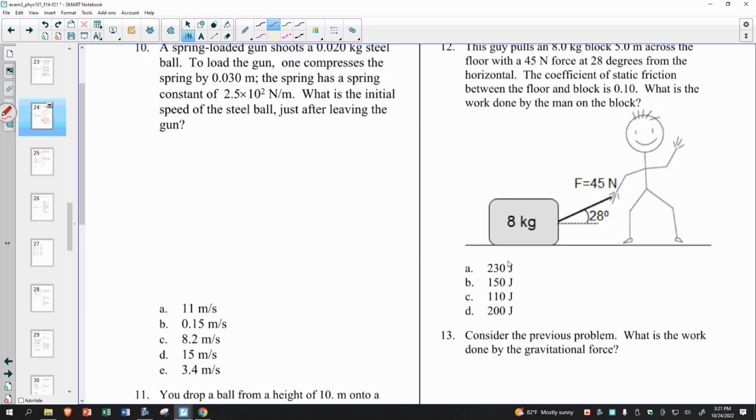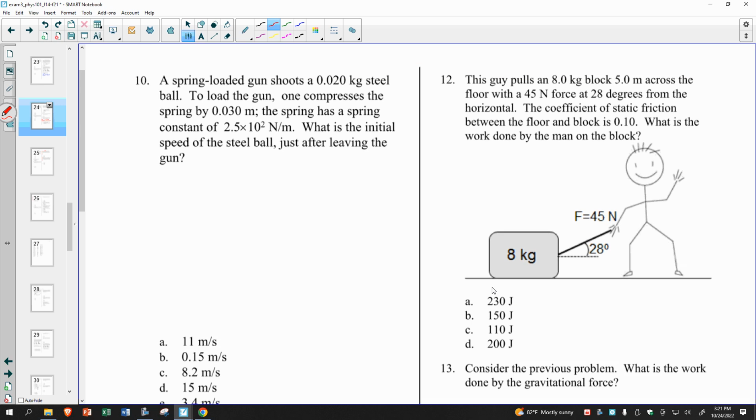You want to look at number 12 right quick? Number 12 is similar to that, but made a little more complicated. Actually, this one isn't complicated, because all I'm asking here for is the work done by the man on the block. I'm only asking for the work done by this force, not anything about the friction. We've talked about how different forces will do work, and other forces might not do any work at all. But in this case, this force is doing work.